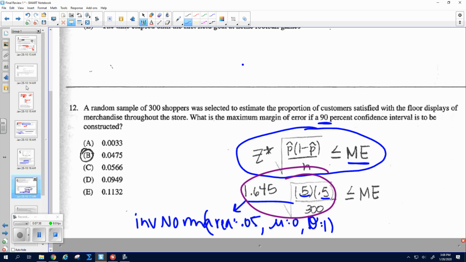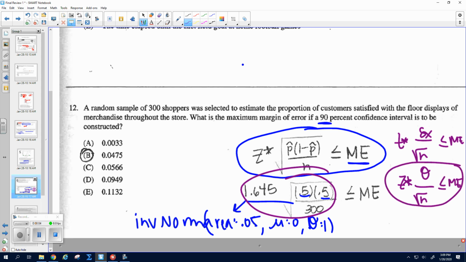By the way, if you were going to do means, remember, you would think it would be T star times S sub x over the square root of n less than or equal to your margin of error. However, if you're trying to find n, you don't know your degrees of freedom, and so you have to use Z star, which means you have to know your population standard deviation. This formula is not on the exam, and I've seen it a few times, so you might want to make sure you know that one as well for means.